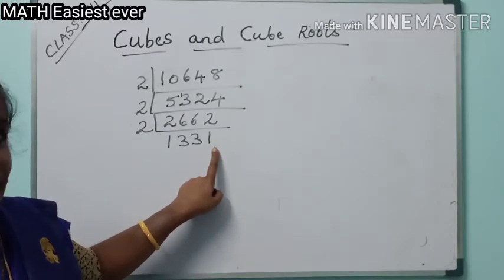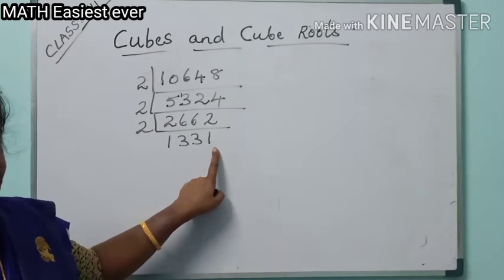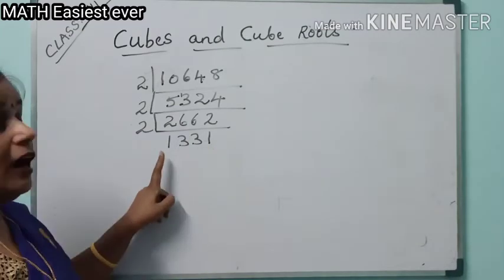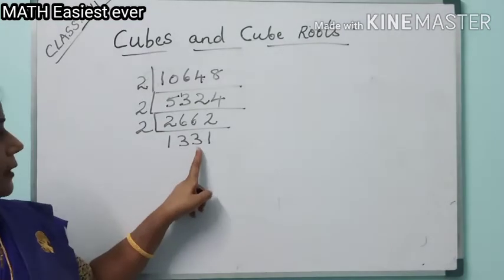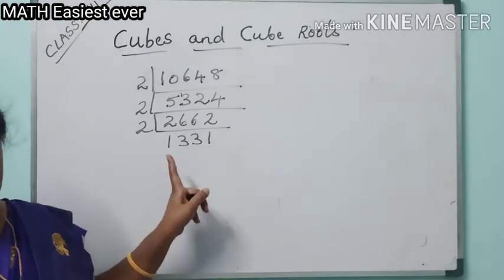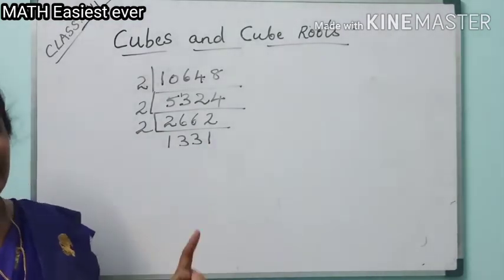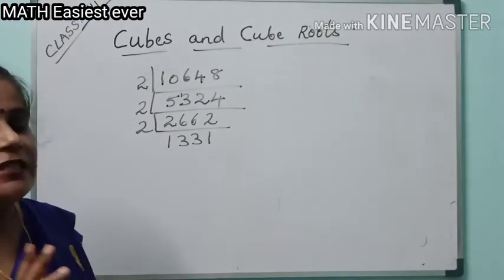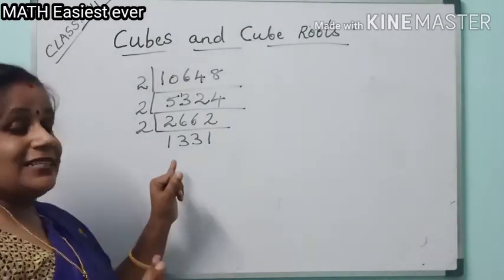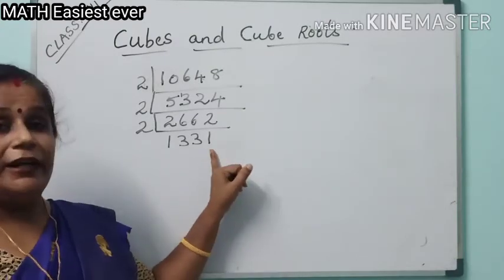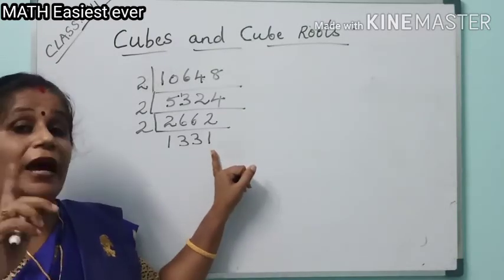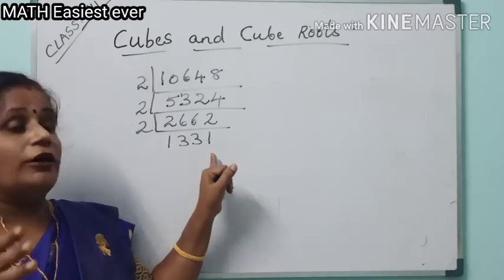So what is the next prime number? The next prime number is 3, right? So check. How do you check divisibility by 3? You add the digits: 1 plus 3 plus 3 plus 1. Is it 9? You will get only 8. 8 is not divisible by 3, so this number is not divisible by 3. What's the next prime? 5. It's not divisible by 5 because the last digit is 1. Divisibility by 5 means the last digit should be either 0 or 5. So it's not divisible by 5.